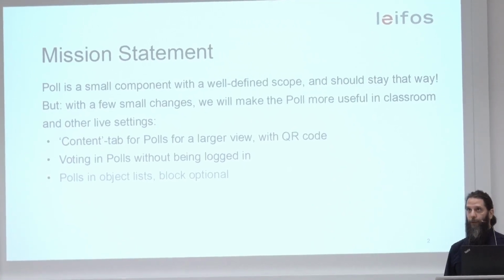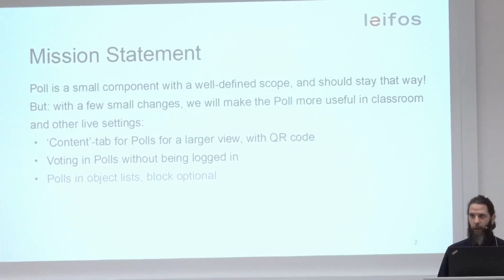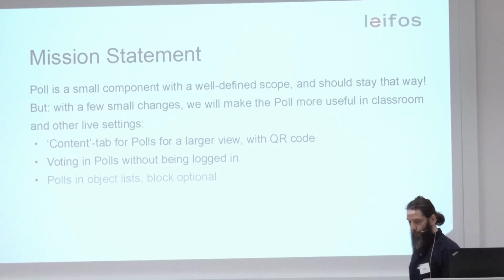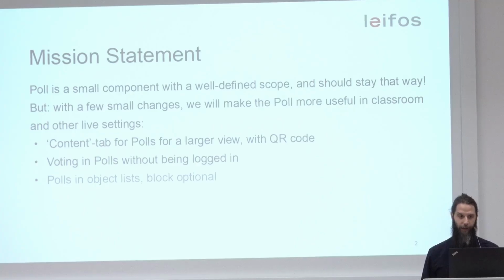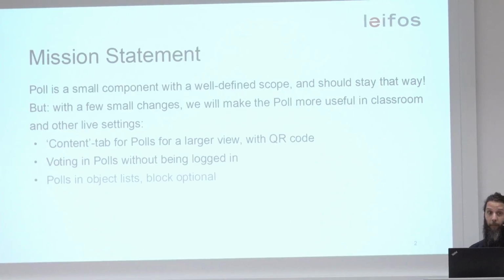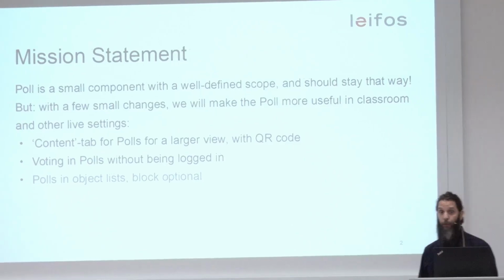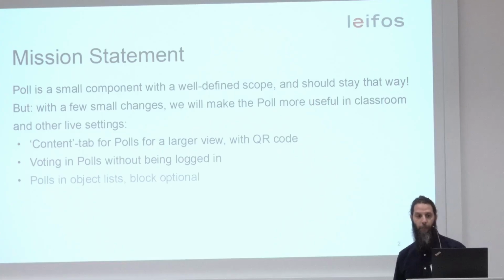So we were very specific about the changes. It was not a great revolution, but just some tweaks here and there. The tweaks are: we want to introduce a content tab for the polls. Right now it doesn't have one. And in this content tab, we want to introduce QR codes. So if you want to, you can vote in classroom settings, etc.